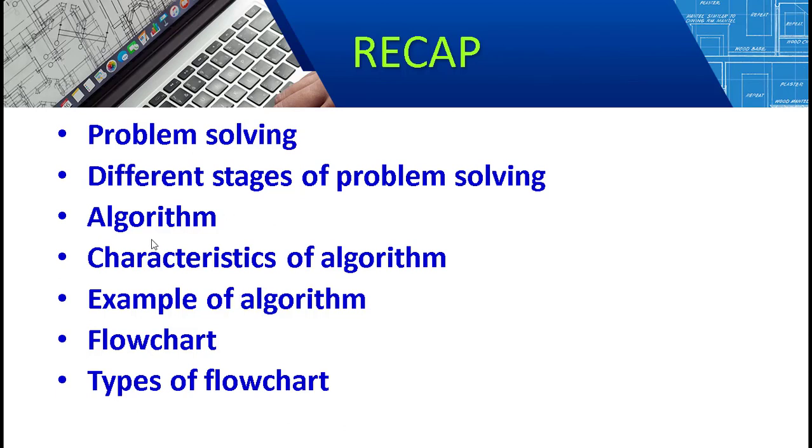Here we studied the algorithm. Algorithm is a step-by-step procedure to solve a given problem. The word algorithm is derived from an Arabic word and it was developed by an Arab mathematician, Muhammad al-Khwarizmi. So there are different characteristics of an algorithm. That is input, definite, effective, output. These are the different characteristics of the algorithm.